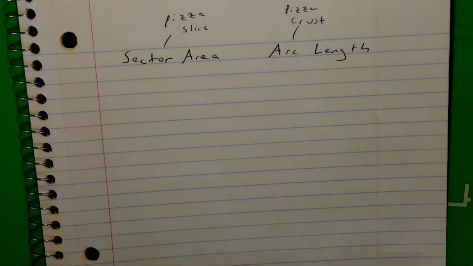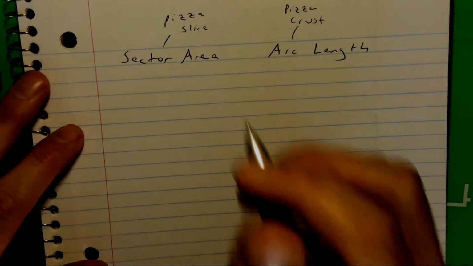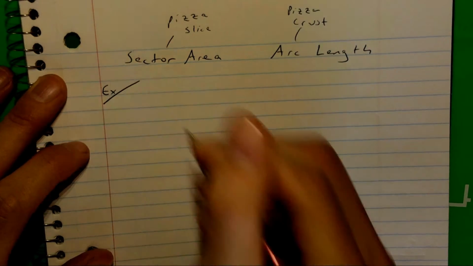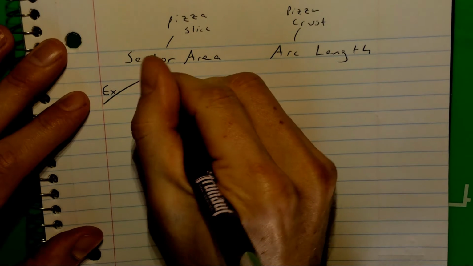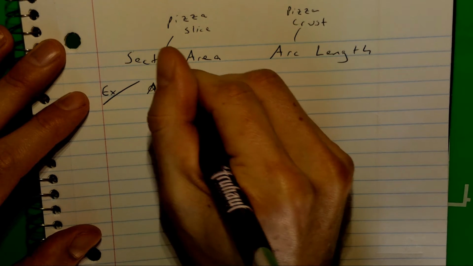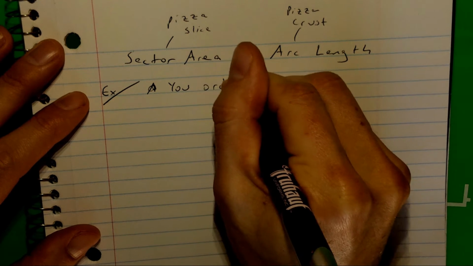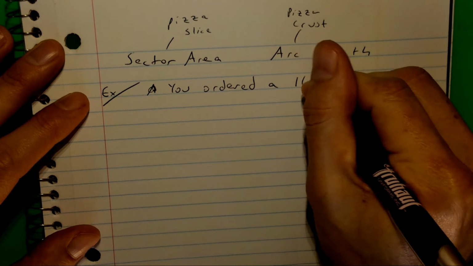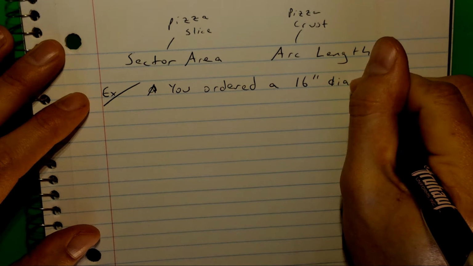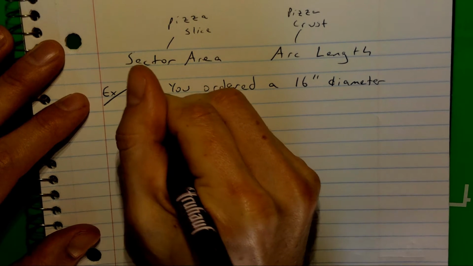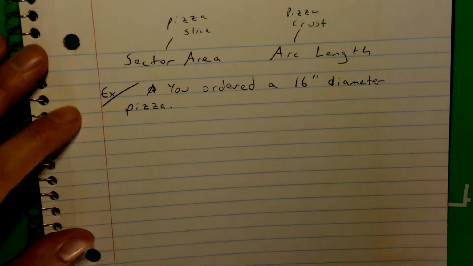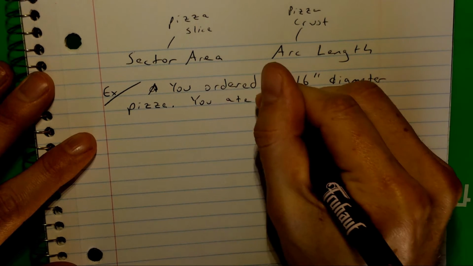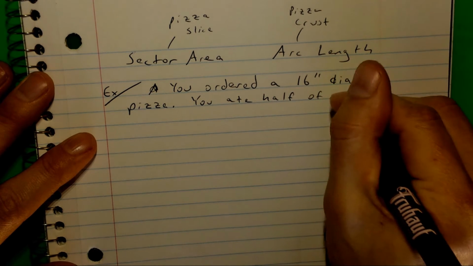Okay, so first, let's do this. And you don't have to write this whole problem down. I just want you to pay attention. So you ordered a 16-inch diameter pizza. You were hungry, so you ate half of that.